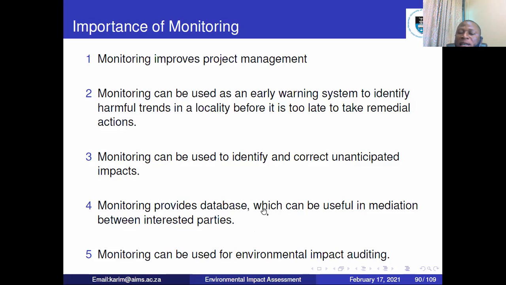And once you also get that, it is useful for you to use to mediate between parties that are interested in the project. And once you are able to record what is happening, because you are monitoring and recording what is happening, the documents are there. So people who are coming to monitor, to audit, it becomes easier for them because they have information that is already obtained from the monitoring. They just use the information that they've gotten from the monitoring, and then that will be easier for them to do impact auditing.